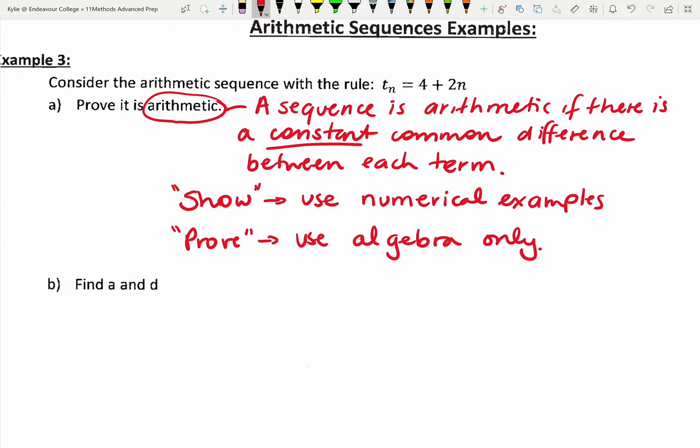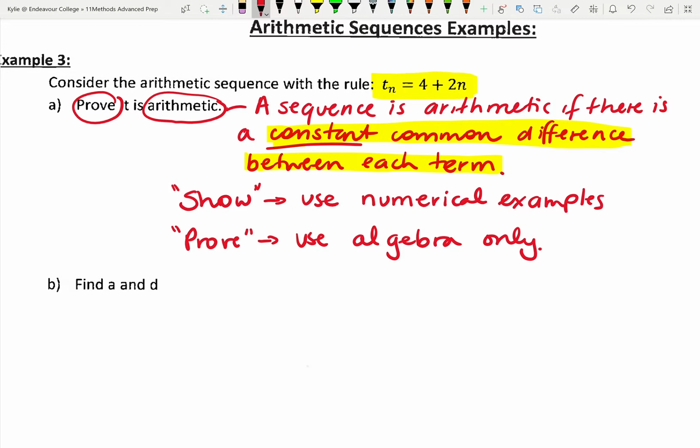Example 3 is asking us to consider an arithmetic sequence with an explicit rule of Tn equals 4 plus 2n. The first question is asking us to prove it's arithmetic. First of all, we need to remind ourselves of what arithmetic actually means, and it means that there needs to be a constant common difference between each term. The other word that's important in this question is prove.